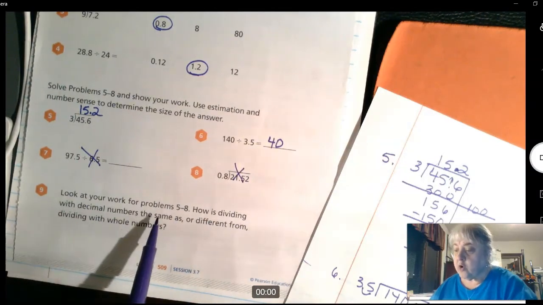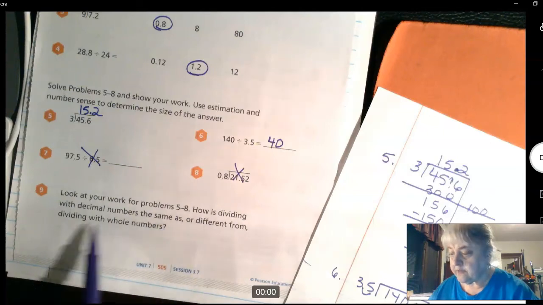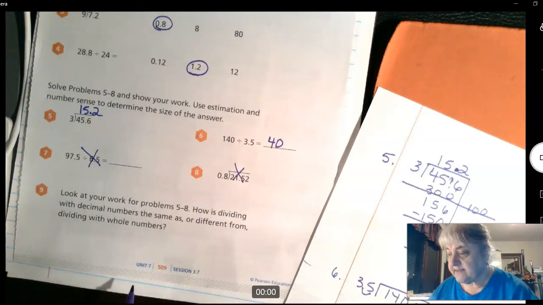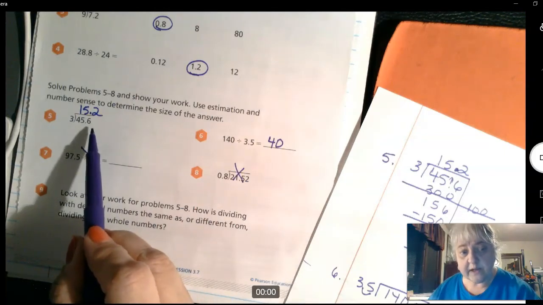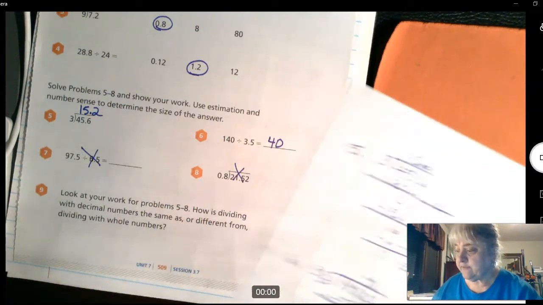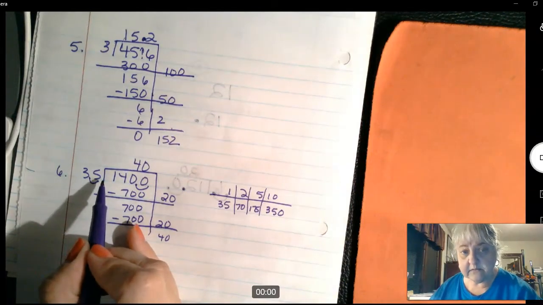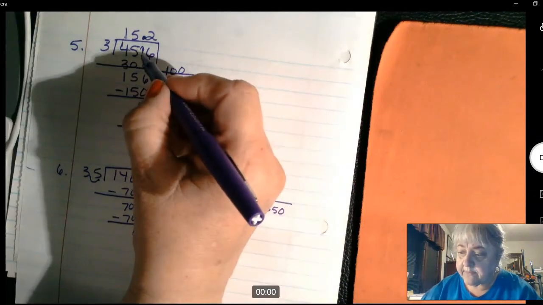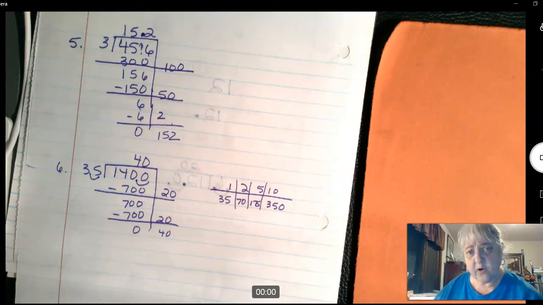Now it asks us to look at our work for problems 5 through 8. How is dividing with decimal numbers the same as or different from dividing with whole numbers? Well, let's think about that just a moment. We could take out the decimal point and divide like it was a whole number. That's how it would be similar. How's it different? Well, when we're dividing with whole numbers, we don't have to worry about sliding if it's on the side, and we don't have to worry about raising it to the roof if there's no decimal there. So there are some similarities and there are some differences.